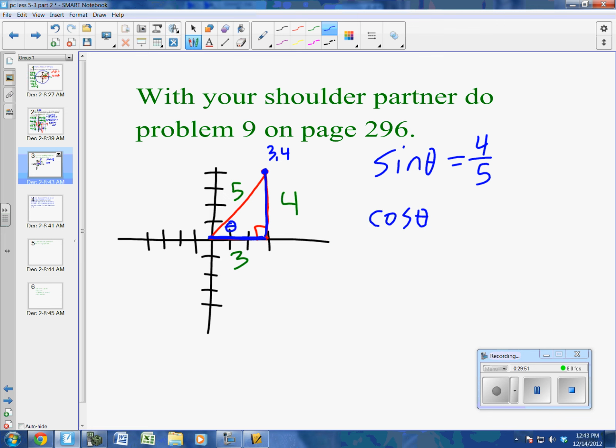All right, Michaela. Cosine is 3/5. Why? Okay, because it's x over r, which is 3 over 5. Okay. Let's go, Jay. What do you have? Tangent's 4 over 3. Why did you get that? Opposite over adjacent, or y over x, right? 4 over 3. Okay? All right, Sydney, give me another one.